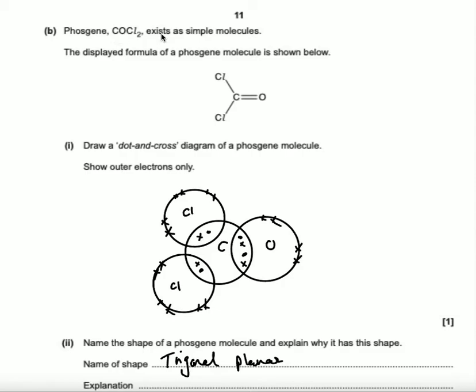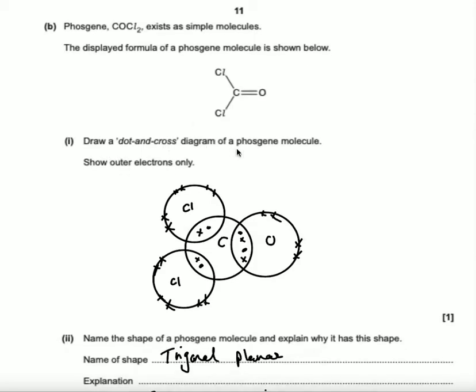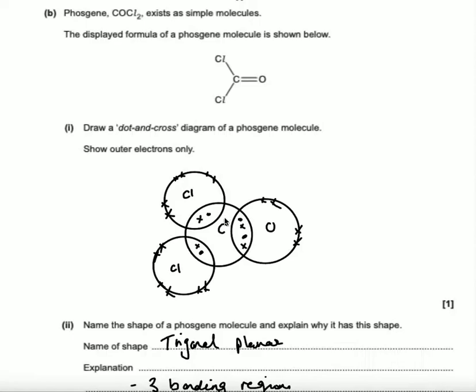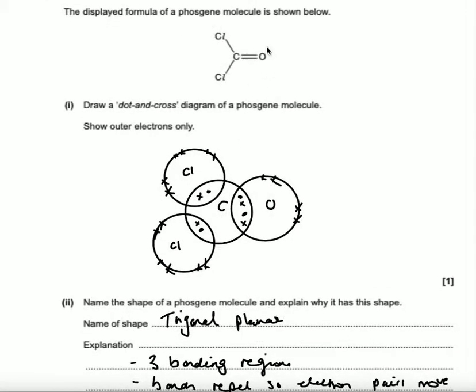Phosgene COCl2 exists as simple molecules. The displayed formula of a phosgene molecule is shown below. Draw a dot and cross diagram of a phosgene molecule, show the outer electrons only. Okay, so we can see it has this shape, so that's what we're going to do. Carbon in the middle and chlorine to the sides and oxygen to the right hand side.